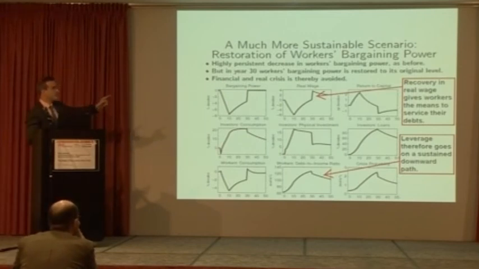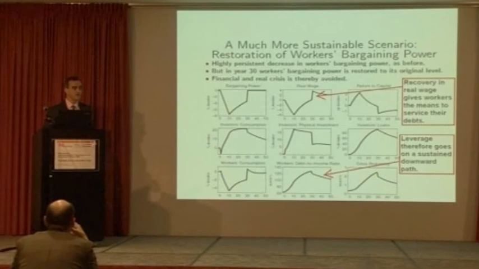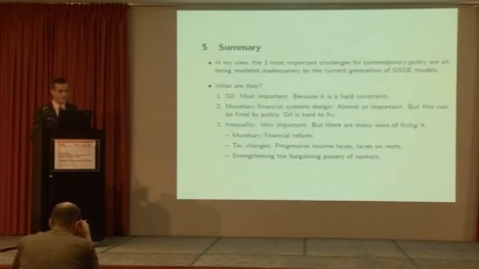At that point, the real wage increase gives workers the means to service their debts. So what happens is that leverage, the workers' debt to income ratio at that point declines immediately because of an increase in their income. It's debt to income, income goes up. But after that, also, debt to income goes on a downward path because now the workers suddenly have the means to service their payment, so to service their debt obligations. And so we don't even need a big default to get out of this. We can get out of this in an orderly fashion just by changing bargaining power. And that's what we're advocating in the paper.